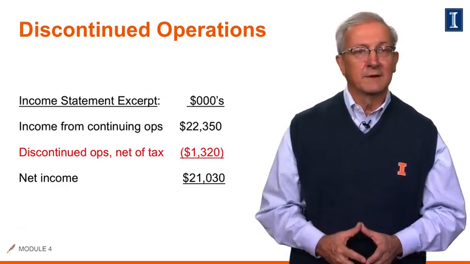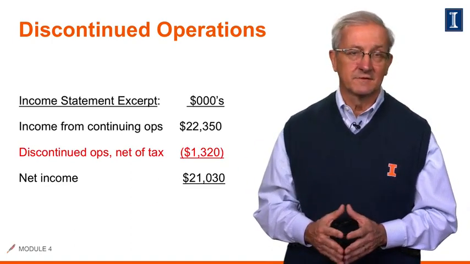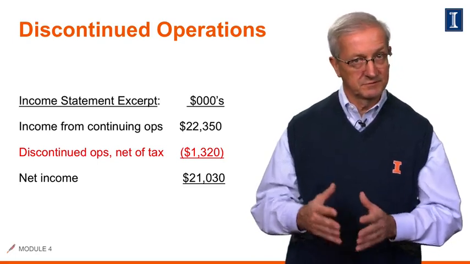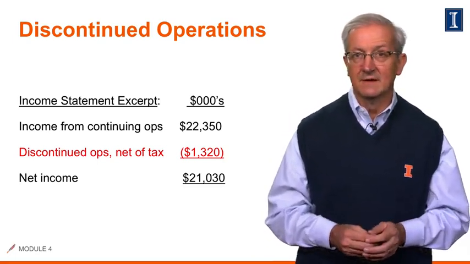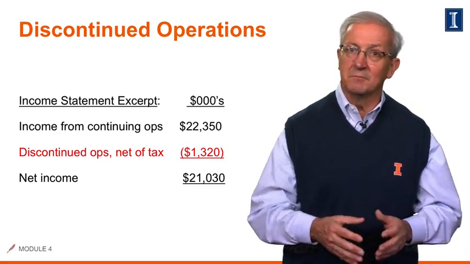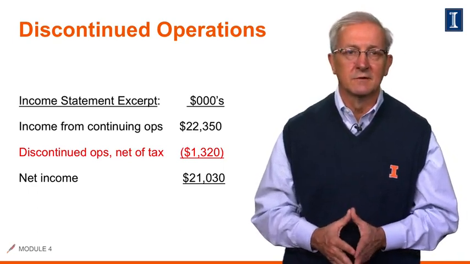Let's now review the sample income statement excerpt reflected on this slide. What we see is a discontinued operations loss of $1.32 million, which is reflected as a separate line item. Keep in mind it's reported net of tax. It's a separate line item, as discussed before we report our true bottom line, the net income of $21 million.